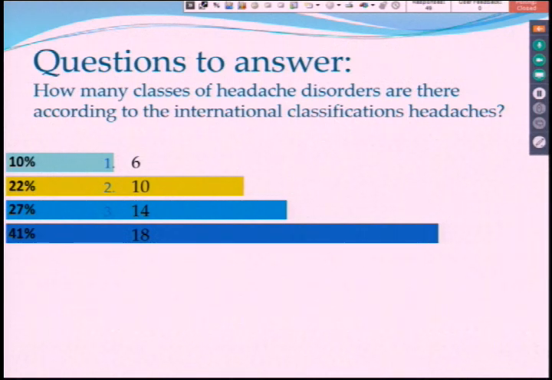What's interesting about the 14 different classes of headaches is that they can be subdivided into 4 or 6 subcategories. So if you take 6 times 13, that would be 78 different types of headaches. But the 14th class are headaches that don't fit in any of the above categories. So there's more than 14 different classes of headaches that we look at.